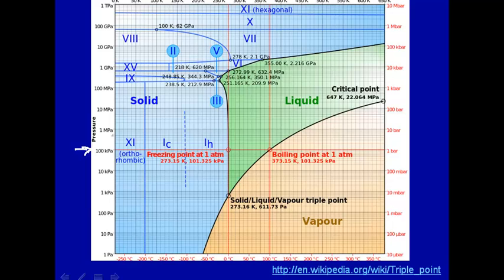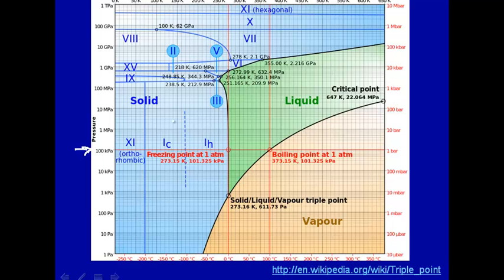The critical point of water is way up here. Note that this is a logarithmic scale. So it's about 100 to 1,000 times higher pressure than atmospheric pressure, the critical point of water, way over here, and it's 350 C. So above this temperature, you do not have that phase transition.